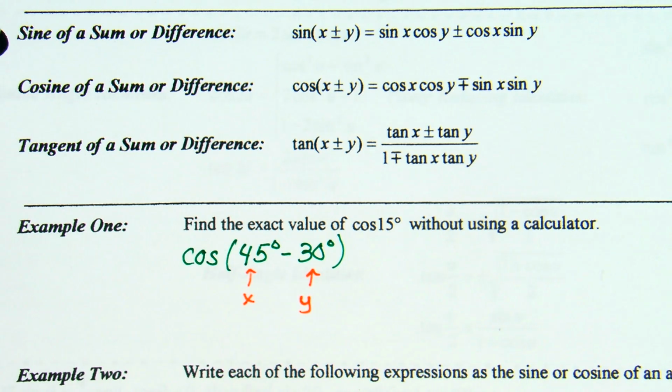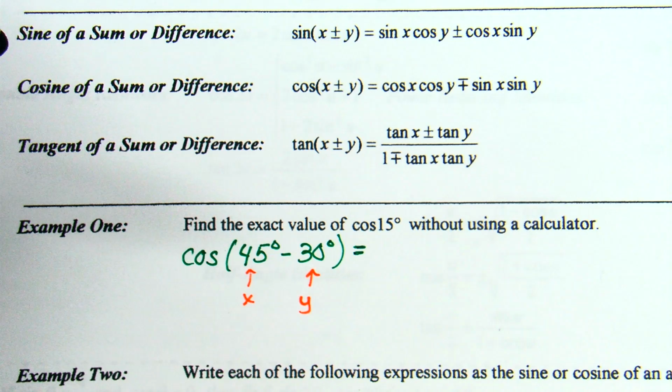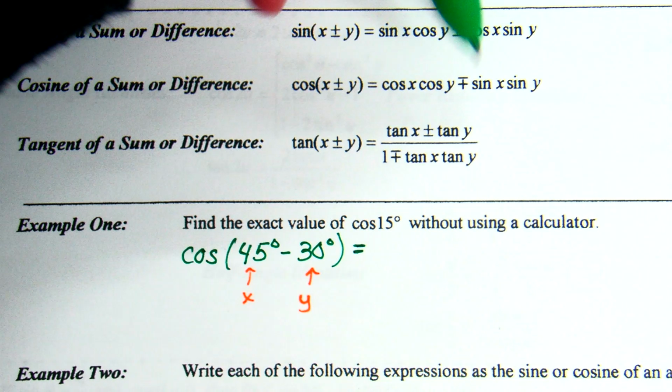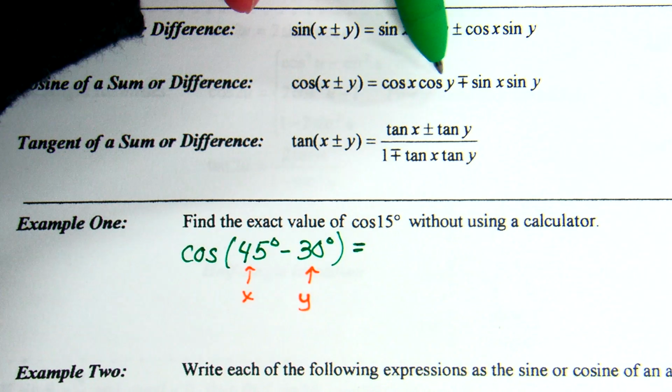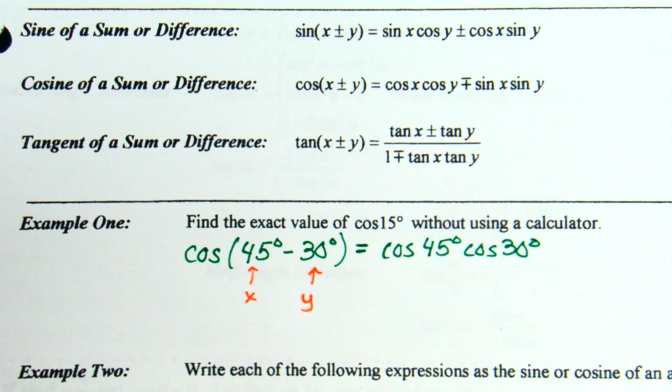So if we look at cosine, what is our cosine formula? Cosine of x minus y is going to be, notice it's cosine, cosine, right? So cosine x, cosine y, which means I'm going to write cosine of 45 degrees times cosine of 30 degrees. What sign do I use?